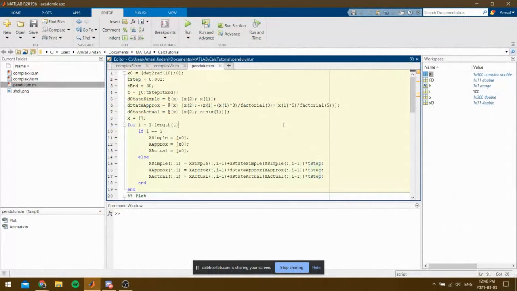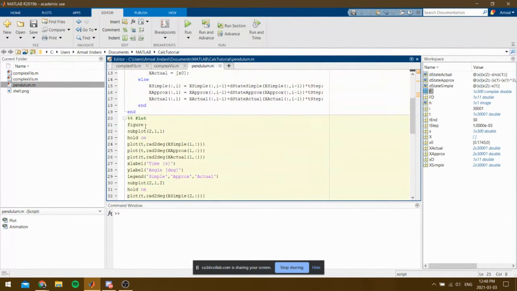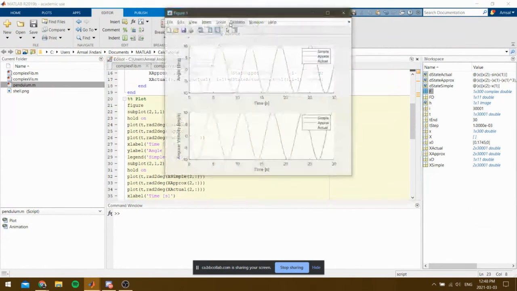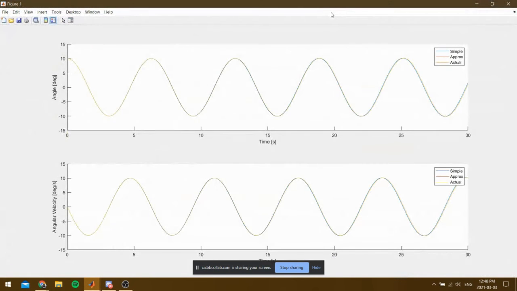Okay, so once we have this, I can just run this, and let's look at a plot of the different outputs. So the upper plot is the angle, and the lower plot is the angular velocity of the system. There's supposed to be 3 lines, but they're basically right on top of each other. You can see a bit of divergence as the simulation progresses.